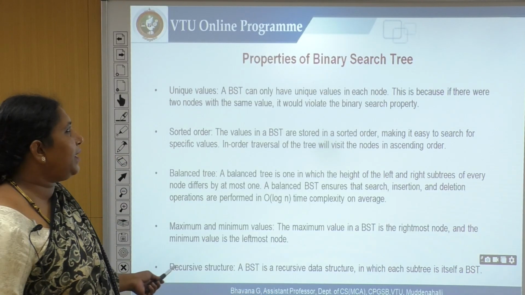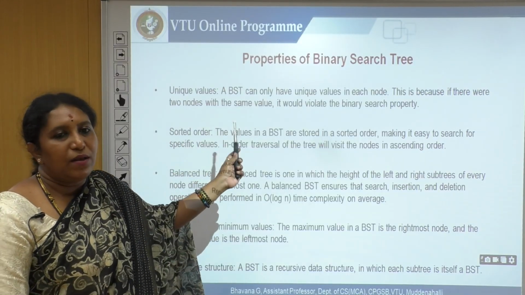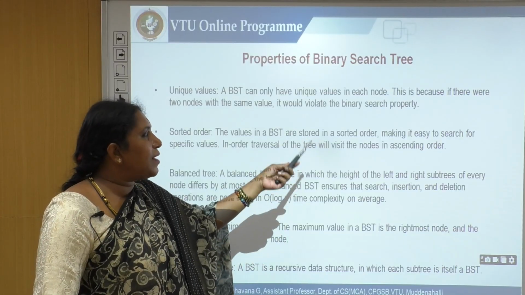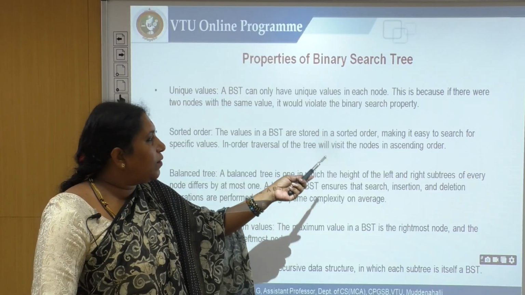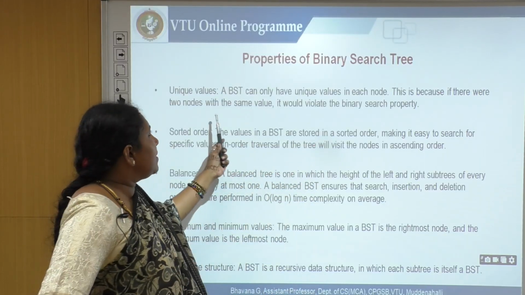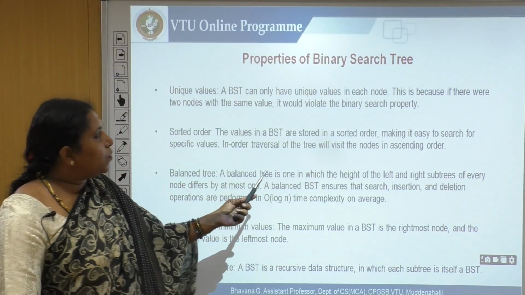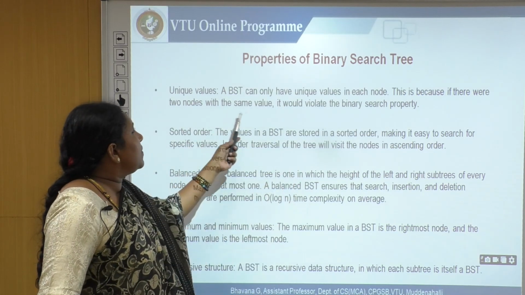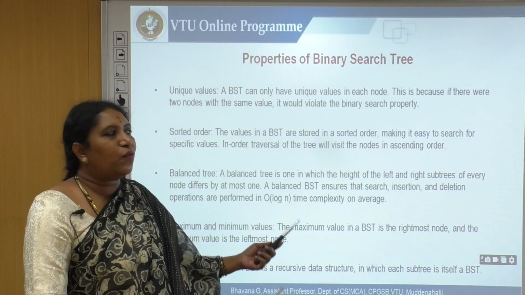Now, the properties of a binary search tree: it has unique values. Whatever the parent node has is greater than the left subtree, and whatever the right subtree has is greater than the root node. So each node will always have a unique value, and no similar values are there. This is because if there were 2 nodes with the same value, it would violate the binary search property. So a violation of the rules happens here.